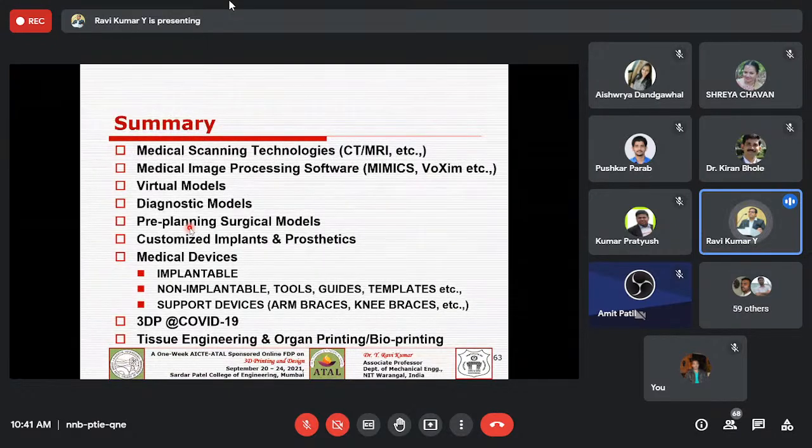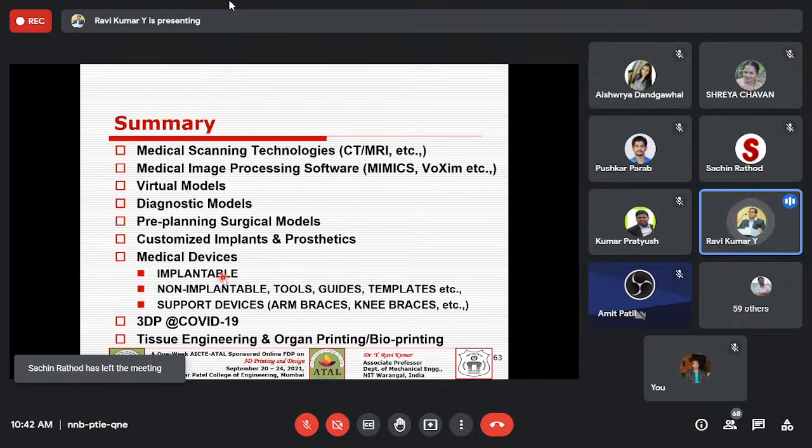Some of the case studies which I discussed were initial case studies, and then how you could customize your implants or customize your prosthetics. We have succeeded in a couple of cases for implantation and prosthetics also. And then it could be further extended to medical devices. Even that can be implantable, though not all the time. Sometimes it is just for the purpose of guiding, or templates, or tools. You can very well use it for these purposes, or even extend it to support devices like arm braces, knee braces for orthopedic applications.